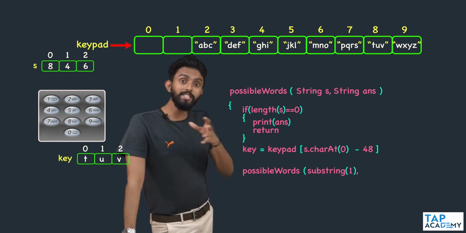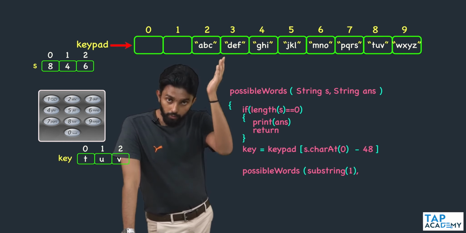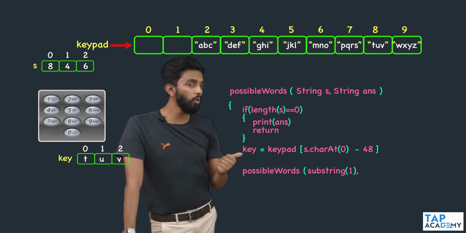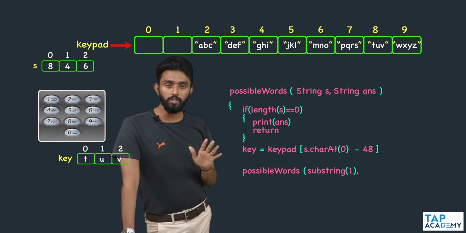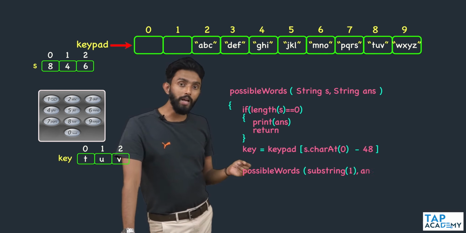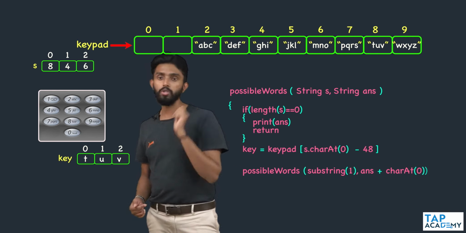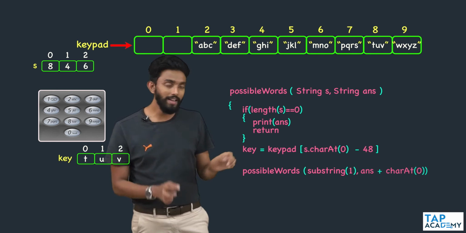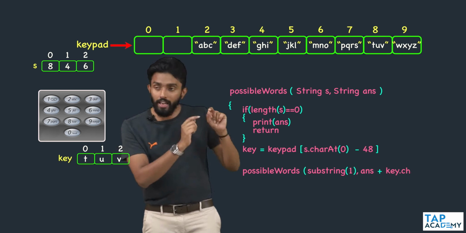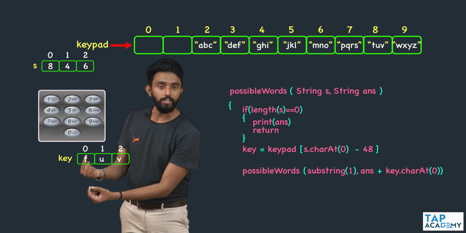Now you want to select T. For T, you want all the possibilities. So what should you do? Your answer right now is empty. Answer plus the character at the 0th position. So I'll show that as answer plus key dot character at the 0th position. That is T. Right?